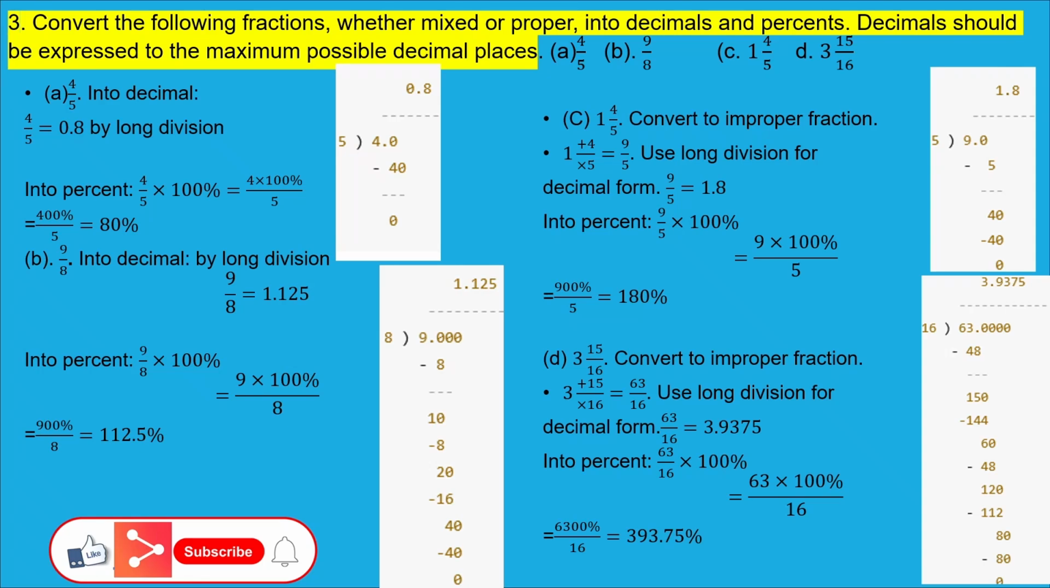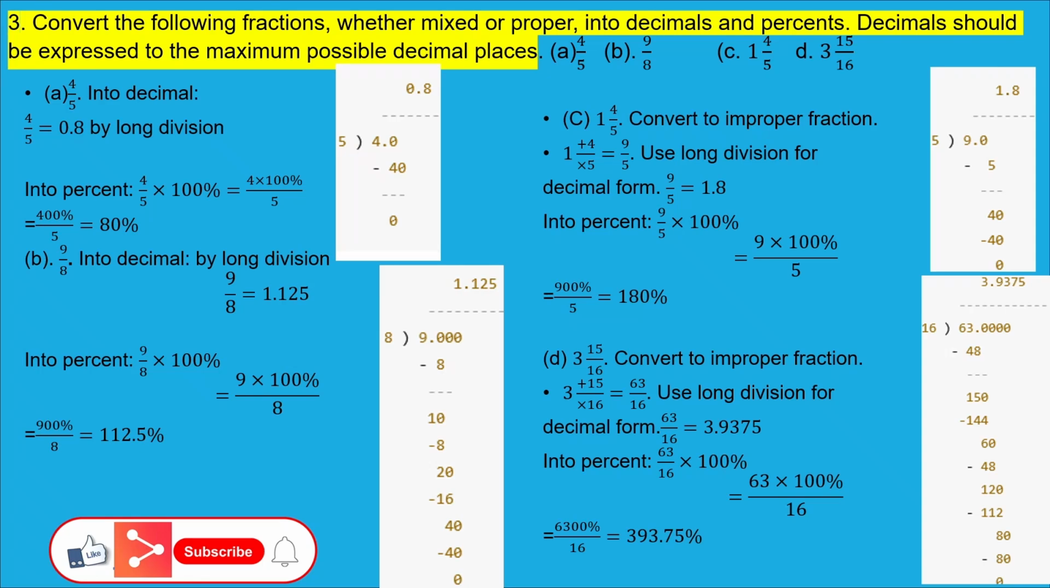Part B, 9 over 8, you change into decimal by long division as shown in the corresponding picture, and you have 1.125. Then into percent, you multiply by 100%. 9 times 100% over 8, you get 112.5%.